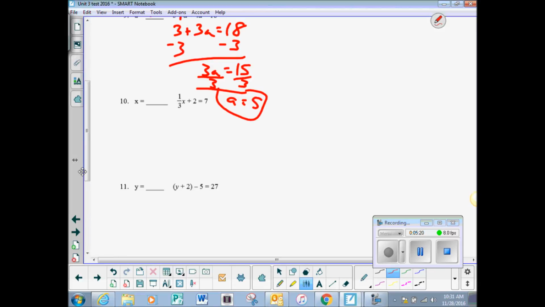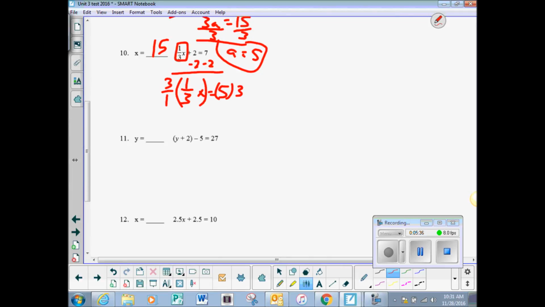Okay, number 10. We have a fraction times our variable, but we need to get it alone first. So we subtract 2, 1/3 x equals 5. Whenever I have a fraction times my variable, I multiply by the reciprocal, 15. Over here, I need to get my y alone. So I could do some simplifying first. 2 plus a negative 5 is negative 3. Then I'd add 3 to both sides and get y equals 30. Check it. What's 30 plus 2? 32 minus 5, 27.